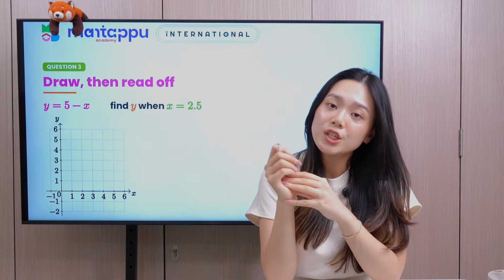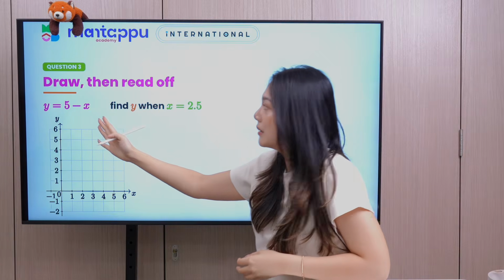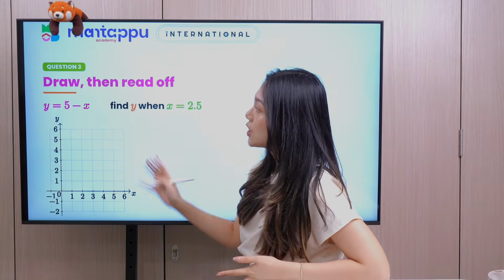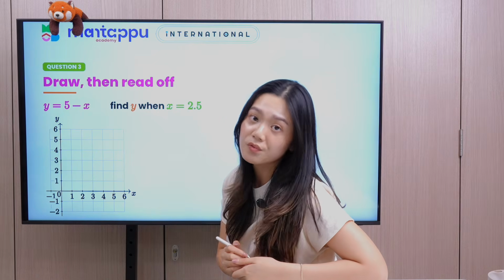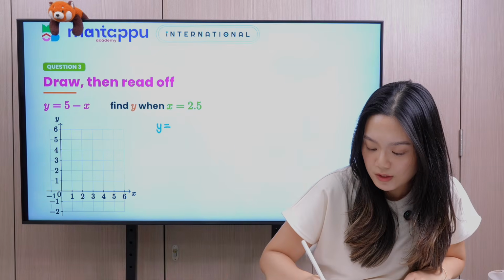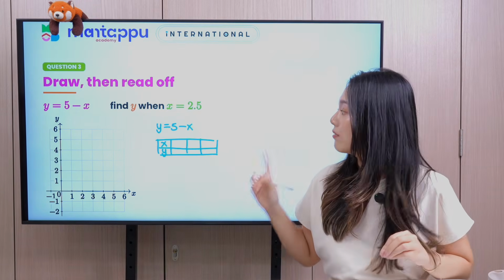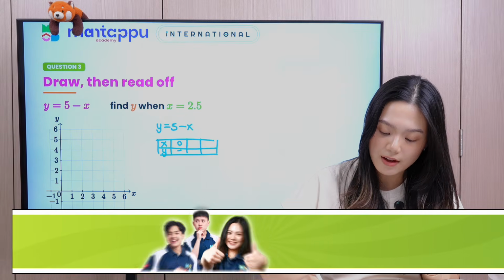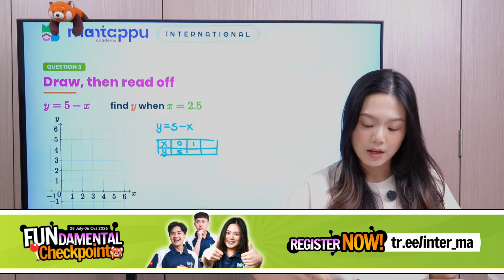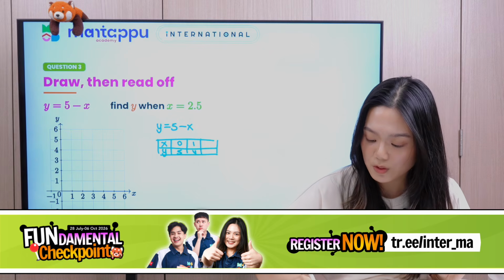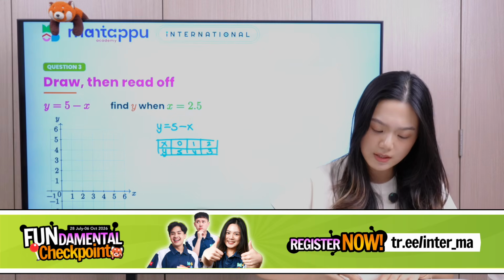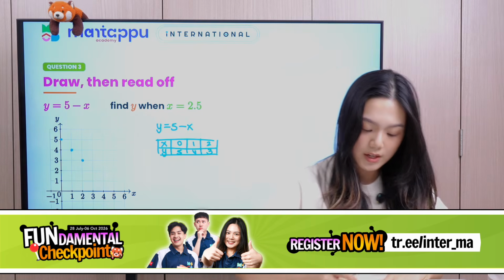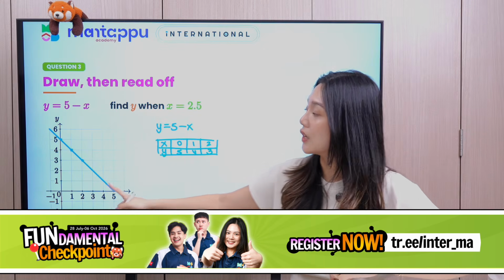Now this next question requires you to not just plot the line but also find y when x is equal to 2.5 from your graph. So first let's plot y is equal to 5 minus x. For y is equal to 5 minus x, I will have a table of values. Say when x is equal to 0, my y will be 5. When x is equal to 1, my y will be 4. When x is equal to 2, my y will be 3. So it's going to be this point, 1, 4 and 2, 3 over here. So I now have a line that looks like this.